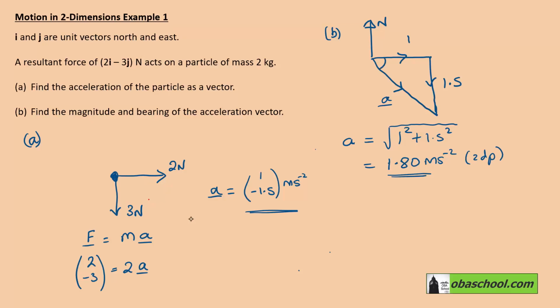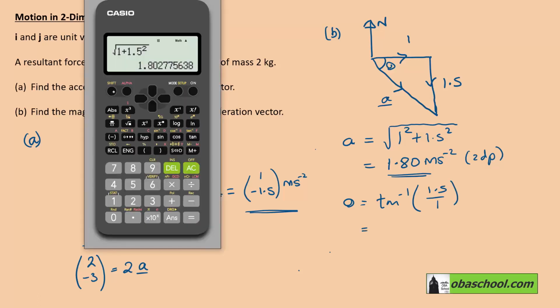And we really like this angle just here. So theta is going to be the inverse tangent of 1.5 divided by 1. So shift tan 1.5 divided by 1. Should have just put 1.5 in there. And that's 56.3.